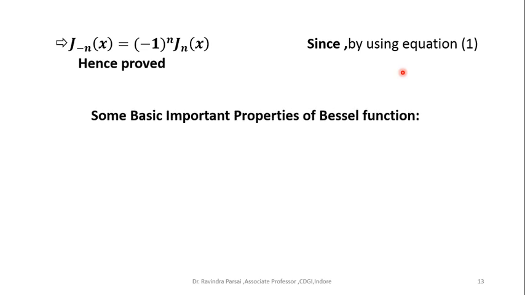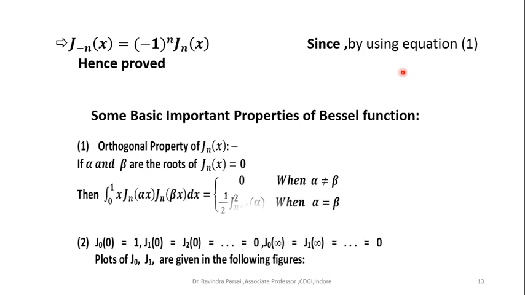We come to some basic properties of the Bessel function. One of the properties is the orthogonal property, just like the Legendre polynomials we have discussed here. The integral from 0 to 1 of x Jn of alpha x Jn of beta x dx is equal to 0 when alpha is not equal to beta, and when both are the same, alpha equals beta, the value is 1 by 2 of J square of n plus 1 of alpha. Now we obtain particular values of the Bessel function: J0 of 0 equals 1, J1 of 0 equals 0, J2 of 0 equals 0, and so on.